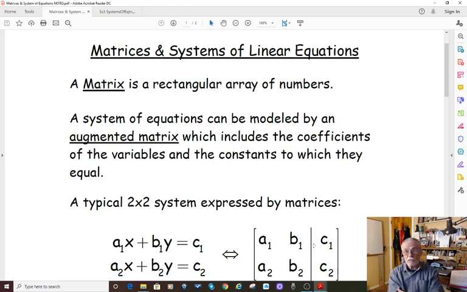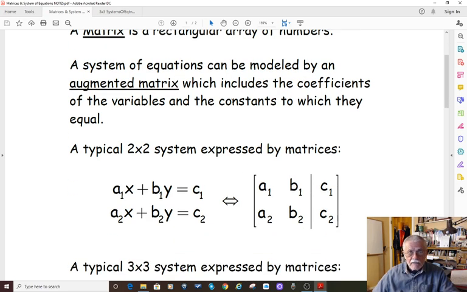And what we could have done is we could have done them graphically as well, but it's hard to graph things in 3 dimensions. So this is another algebraic method because we're not drawing a picture. We're going to use something called matrices. A matrix is a rectangular array of numbers. A system of equations can be modeled by an augmented, meaning increased, matrix, which includes the coefficients of the variables and the constants to which they equal.